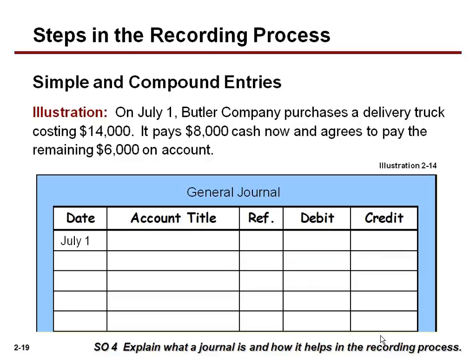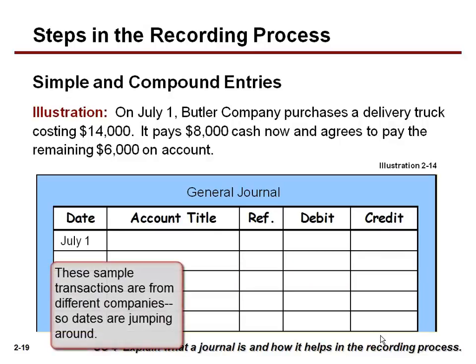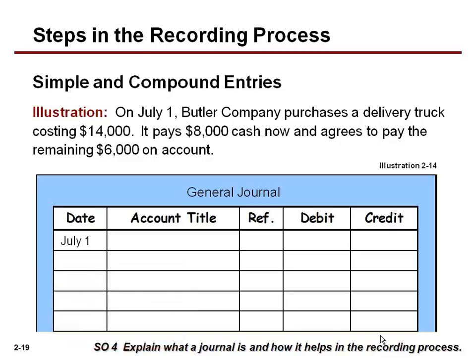Another transaction on July 1st. Butler Company purchases a truck costing $14,000. Now it finances this part by paying cash immediately and agreeing to pay the rest on account. So the supplier is granting us credit here when we purchase this. What happens? Assets went up by $14,000.